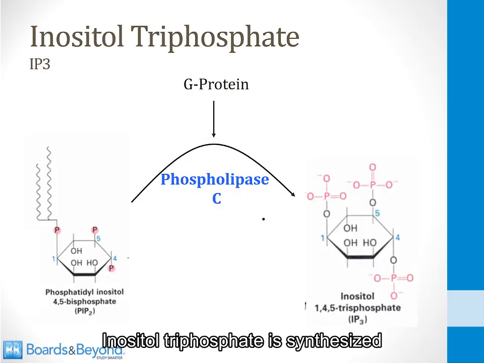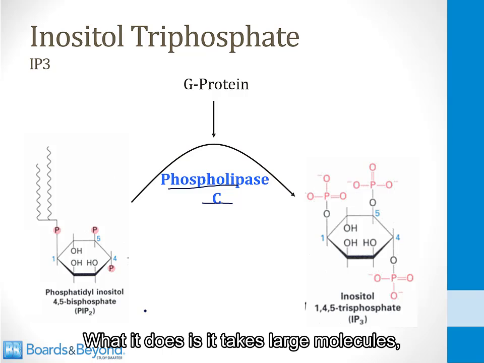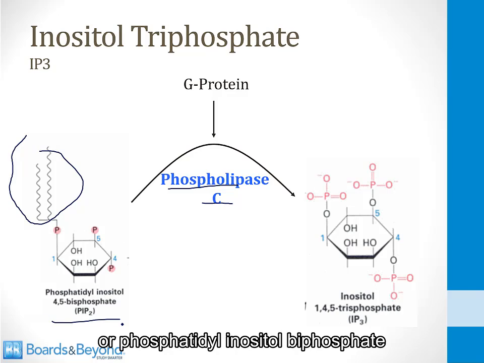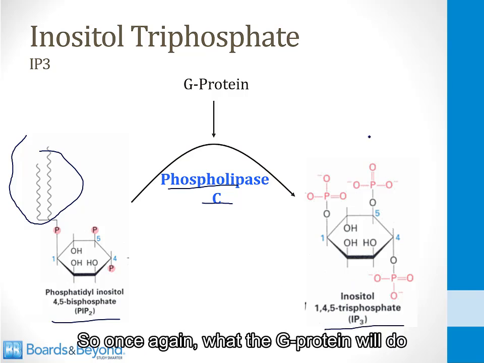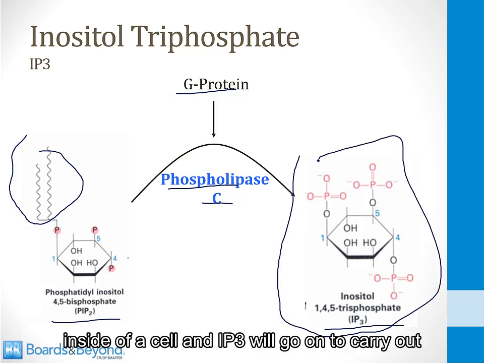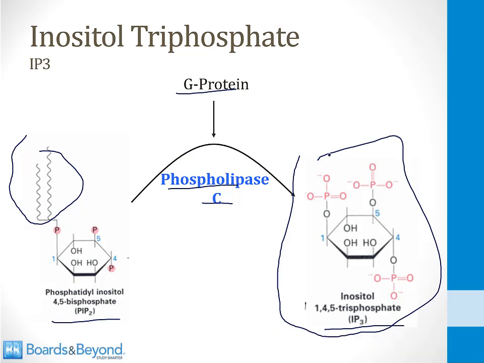Inositol triphosphate is synthesized by an enzyme called phospholipase C. What it does is it takes large fatty acid type molecules called PIP2, or phosphatidyl inositol biphosphate, and converts them into IP3. So once again, what the G protein will do is activate phospholipase C. That will make more IP3 inside of a cell, and IP3 will go on to carry out the desired effect of the autonomic nervous system.